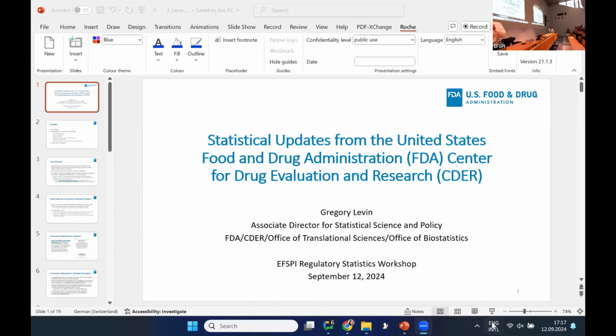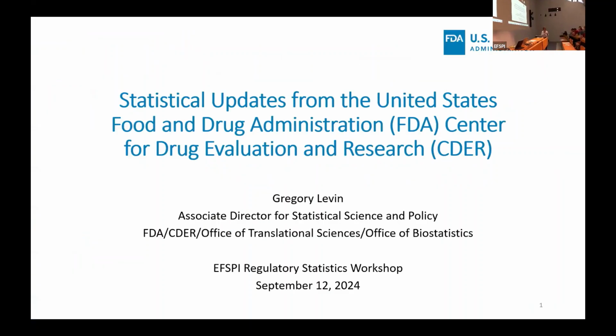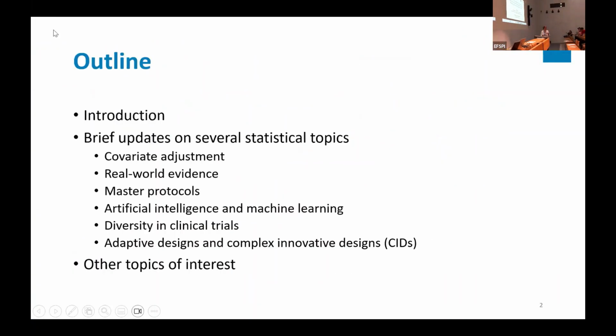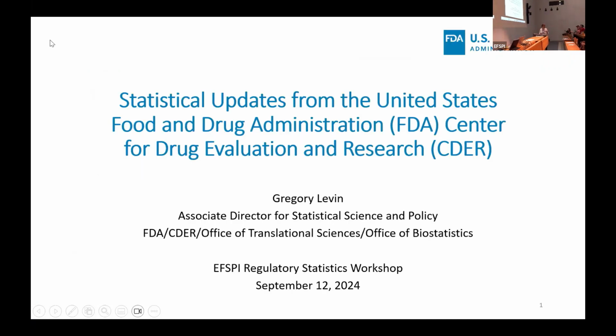Thanks a lot. So our second speaker is Gregory Levin. He is an associate director for statistical science and policy in the Office of Biostatistics in FDA's Center for Drug Evaluation and Research. He received a PhD in biostatistics from the University of Washington in 2012. Greg has a lot of experience supporting drug review across a wide range of therapeutic areas, and he is engaged in policy and guidance development in many areas, such as adaptive design, master protocols, benefit risk, and evaluation of effectiveness. The floor is yours, Greg.